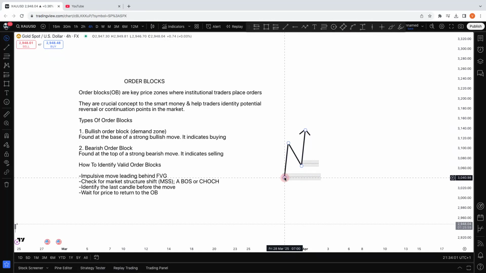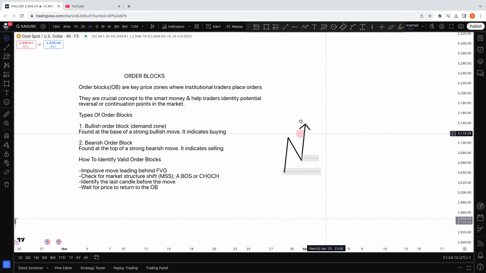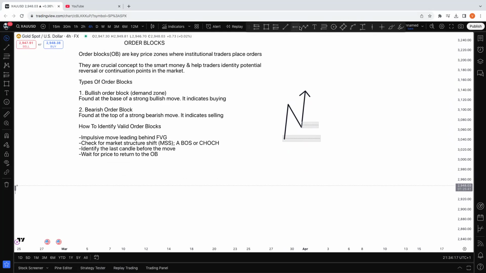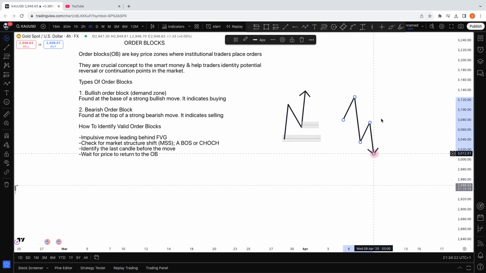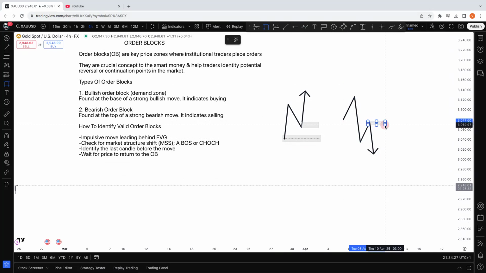But sometimes you can also have... that's why I just said the last candle. But you can simply say it is the last bearish candle, the last sell candle before the push to the upside. So let me not confuse you guys. And also for the sell scenario, let's say we have price this way. It's also going to be the last candle before this sell, this push to the downside. That's our order block.